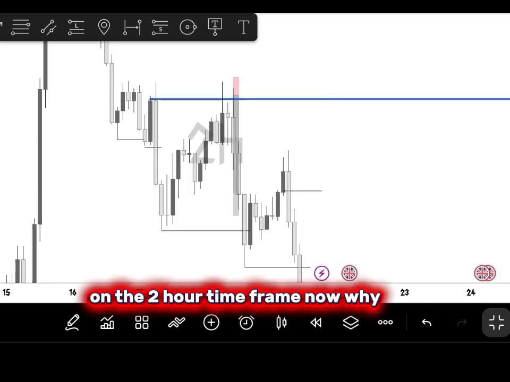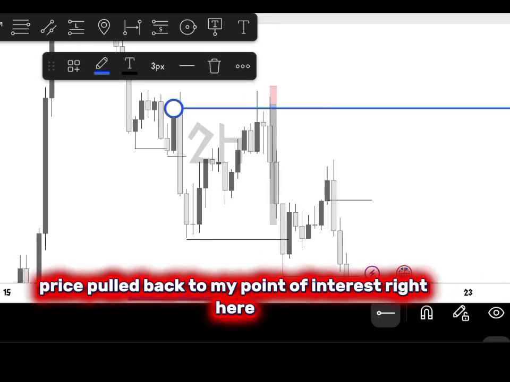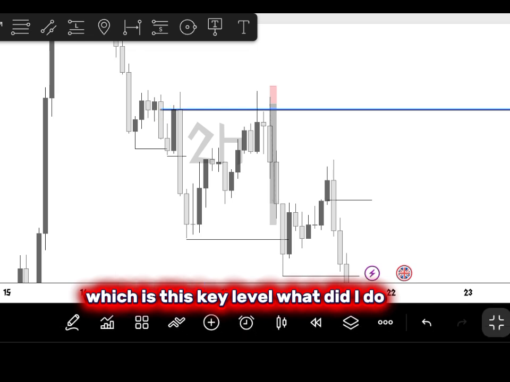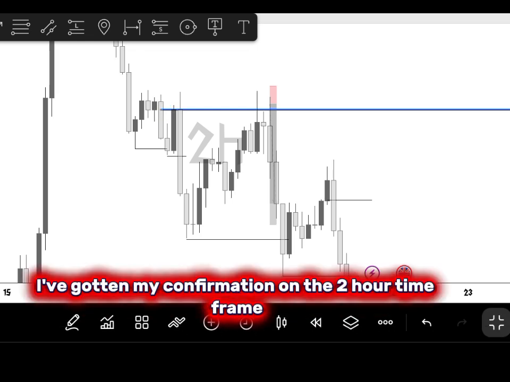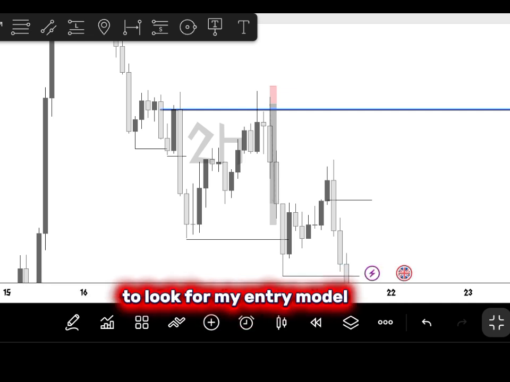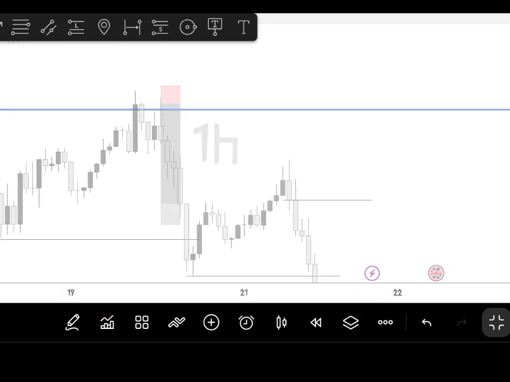Now how I caused this trade, as you can see, price pulled back to my point of interest right here, which is this key level. What did I do? Now I've gotten my confirmation on the 2 hour time frame. This is where I want to go to my entry time frame to look for my entry model. So to the 15 minutes time frame.